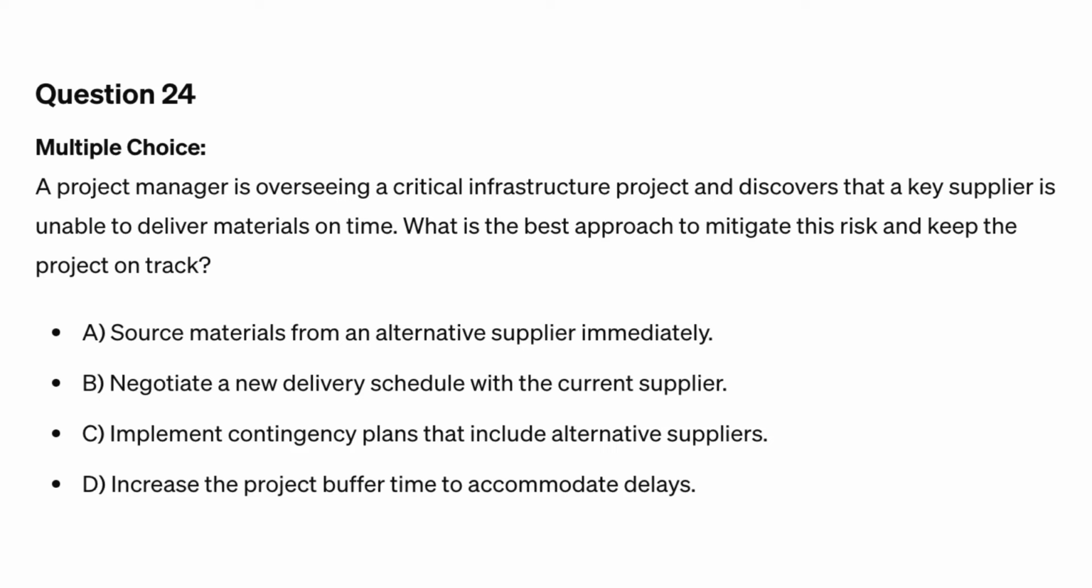Question 24. A project manager is overseeing a critical infrastructure project and discovers that a key supplier is unable to deliver materials on time. What is the best approach to mitigate this risk and keep the project on track? A. Source materials from an alternative supplier immediately. B. Negotiate a new delivery schedule with the current supplier. C. Implement contingency plans that include alternative suppliers. D. Increase the project buffer time to accommodate delays.